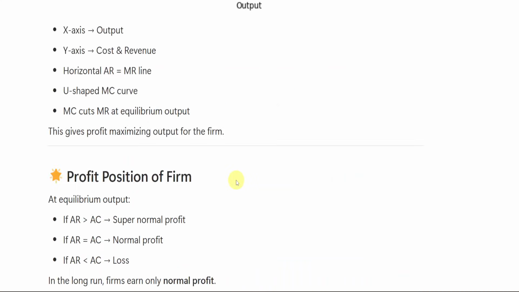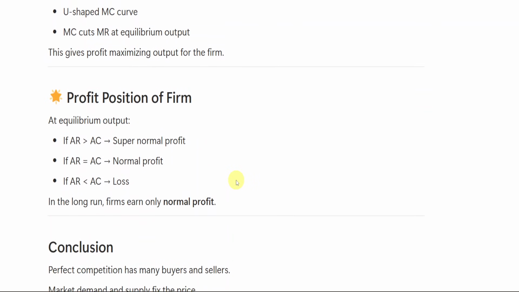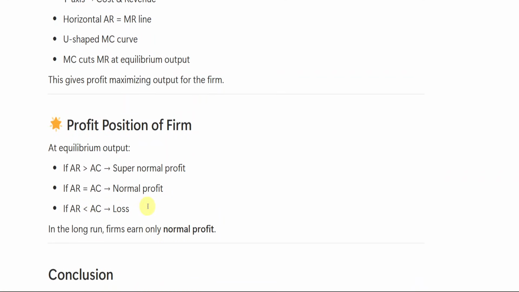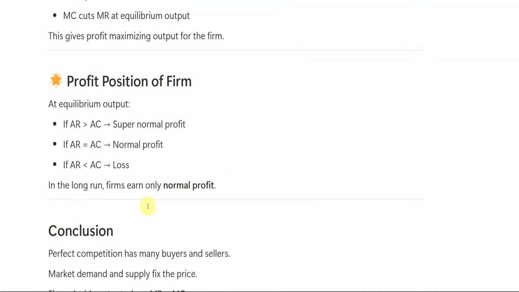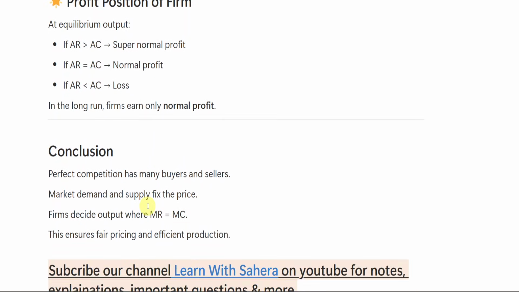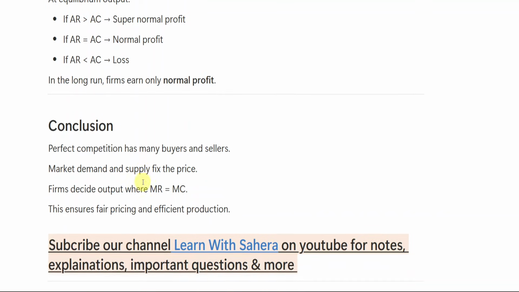So students, at equilibrium, if AR is greater than AC, it is super normal profit. If AR is equal to AC, normal profit. If AR is less than AC, then it is loss. So in the long run, only normal profit will be there, ma'am, because free entry and free exit will be there. So yes, students, I hope you understood the concept.